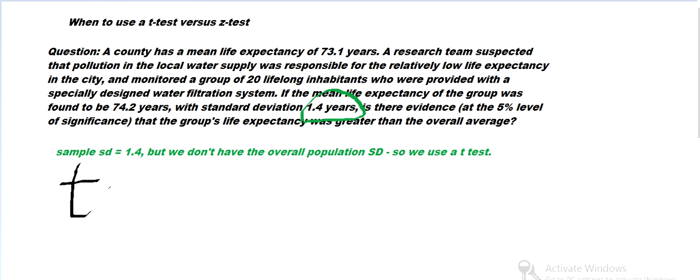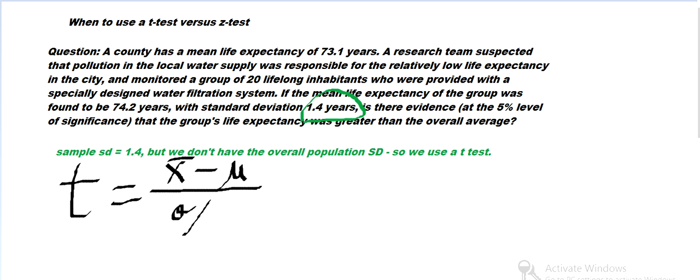So we are going to calculate the t-value. That's going to be the sample mean minus the overall mean over standard deviation over square root of n.